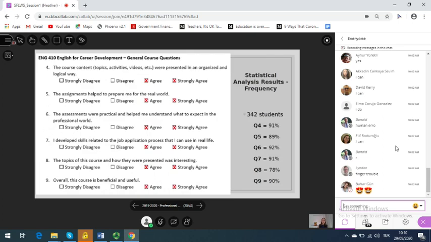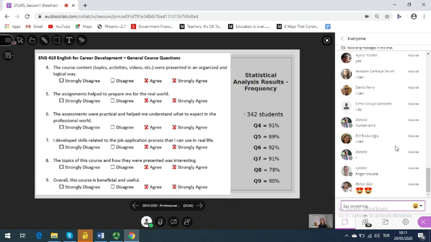So if we look at the frequency tests first, you can see the survey right here. These were the multiple choice questions about the course in general. Again, 342 students answered this, and here you see some percentages. These are the percentages of the 342 students that chose agree or strongly disagree. You can see it was pretty positive feedback, especially questions 4, question 5, even question 8.